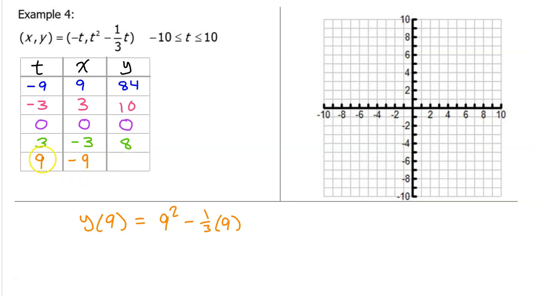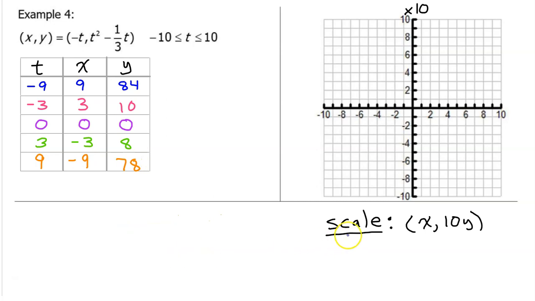And when t is 9, x will be negative 9, and y will be 9 squared minus 1/3 times 9. So that's 81 minus 3, which is 78. Let's change the scale a little bit so that the points will fit on this graph. We will let the x values just stay what they are, but let's multiply these y values by 10. So here's our first point at 9, 84, and here's the next point at 3, 10.